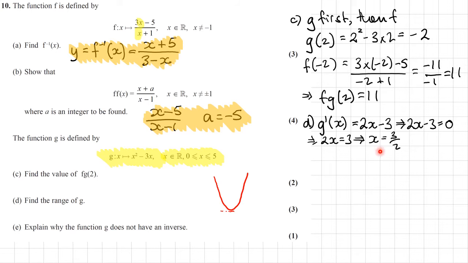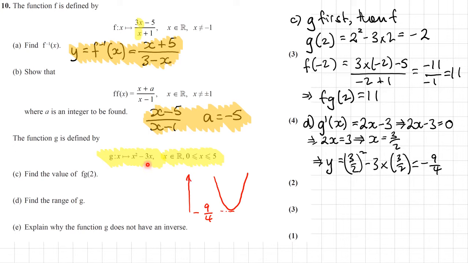Let's work out what the y value is at that minimum point. So we'll just put 3 over 2 into this. So we'll get a y value of 3 over 2 squared minus 3 times 3 over 2. And that's negative 9 over 4, which is negative 2¼. So that's the lowest point, negative 9/4. It goes up from that point, being U-shaped, and we want to find what the highest point is.